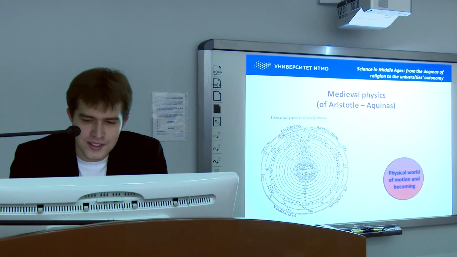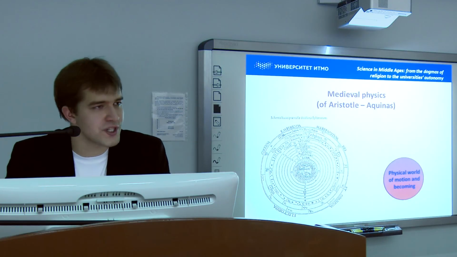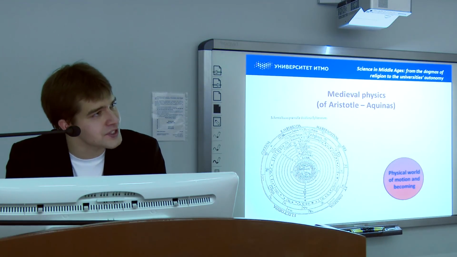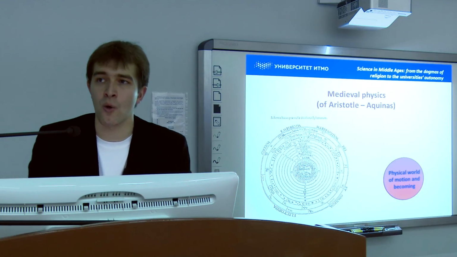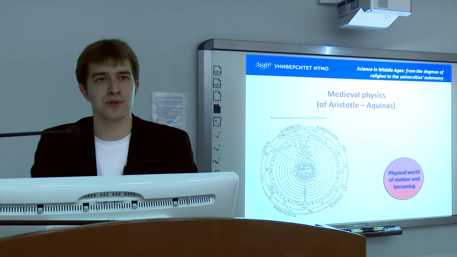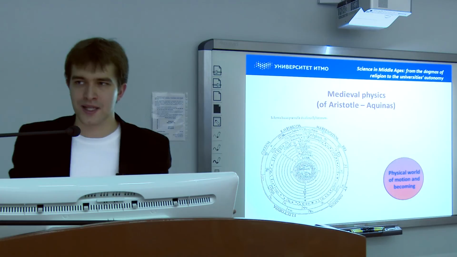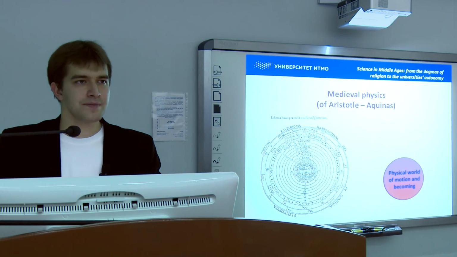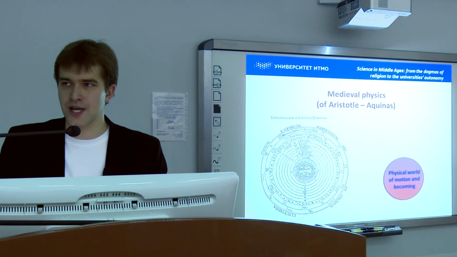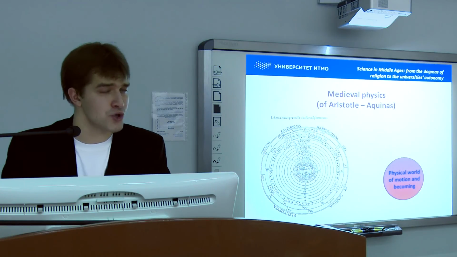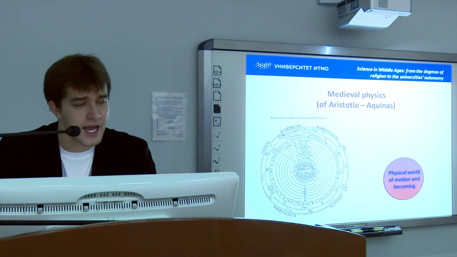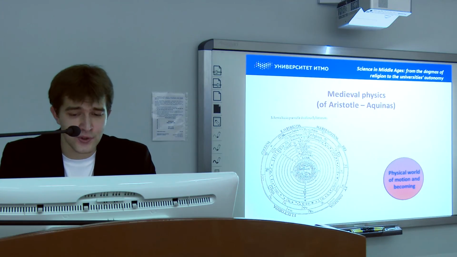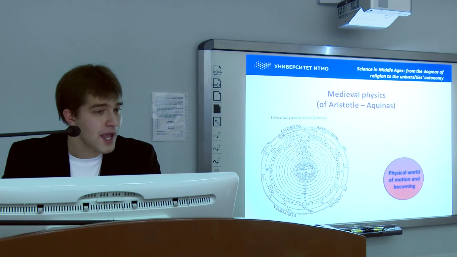So Aristotle thought that there are two kinds of world. So the physical one, which is the world of motion and becoming, so everything becomes and appears in this world, or he also calls it sublunar world, sublunar level. So this is the world where we do live. Everything changes, everything goes, everything is in motion.